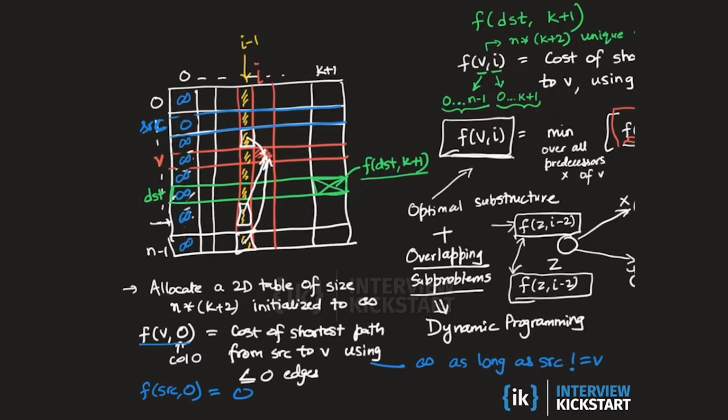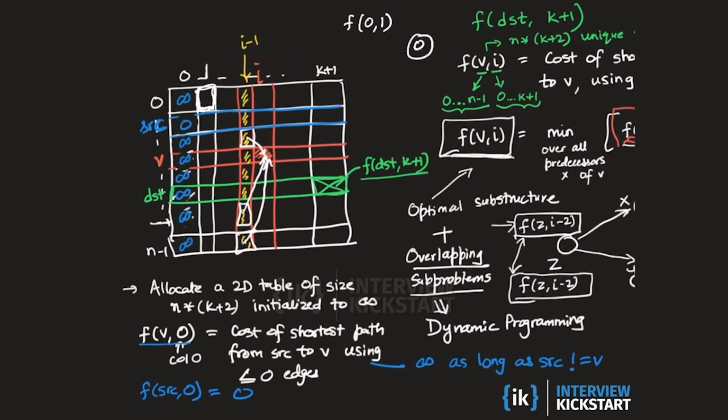Now let's fill in the next column. Let's say that's column 1. So when I'm looking at this particular cell here, it represents the value of f of 0 comma 1. So this is basically the cost of the shortest path from vertex source to vertex 0 using less than or equal to 1 edge.